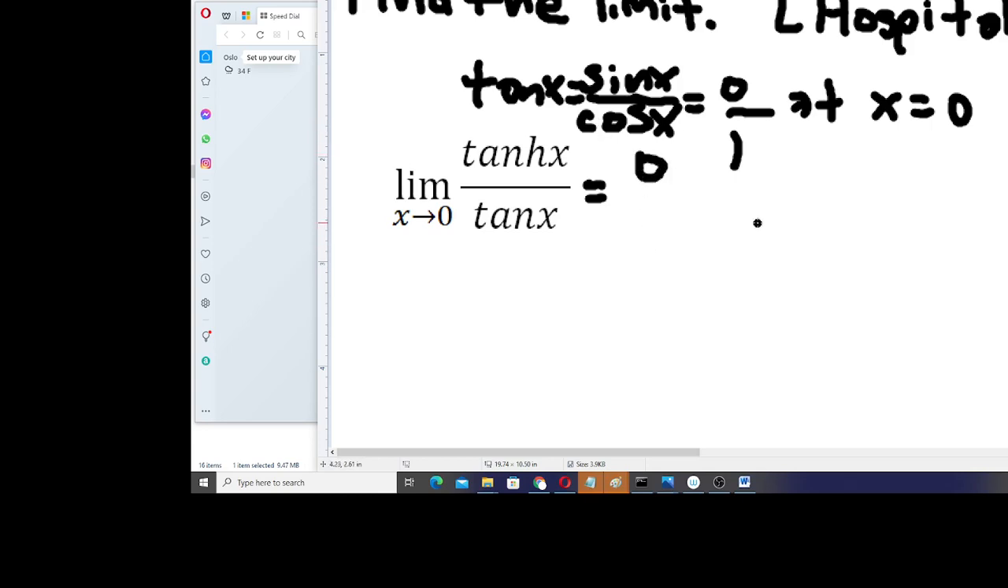There's no difference between hyperbolic tangent and tangent other than the domain restriction, because all hyperbolic is, is just plotting the unit circle using hyperbolas, so you're still going to get 0. Tangent x is also 0. So we have an indeterminate form, so we have to take the derivative of this.